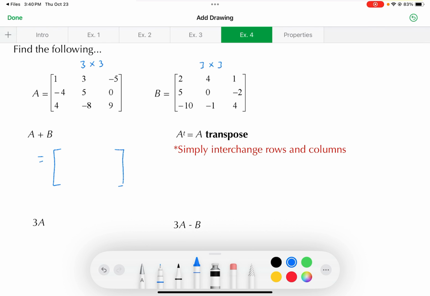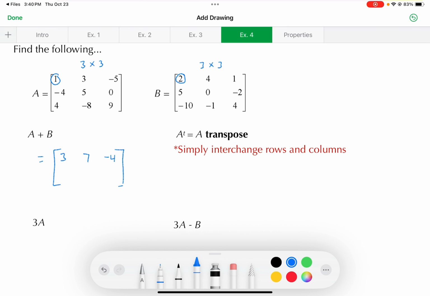And don't overcomplicate this. You're just going to add the corresponding elements. So, for example, I'm going to add 1 with 2. That'll give me 3. Work my way across. 3 plus 4 will give me 7. Negative 5 plus 1 will give me negative 4.